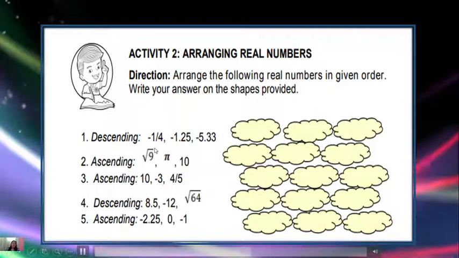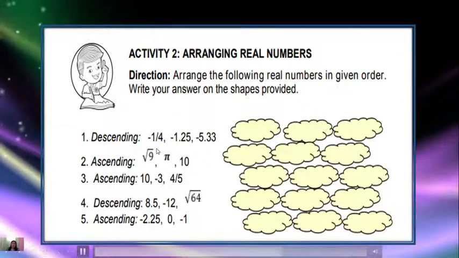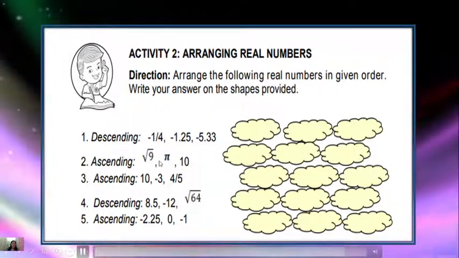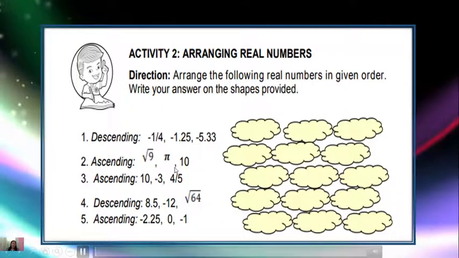Dito naman, ascending order. What is the square root of 9? That is a perfect square. So we have 3. What is pi? 3.14159 and so on. And we have 10. And then you arrange that in ascending order. Smallest to the largest number. And number 3, number 4, number 5.